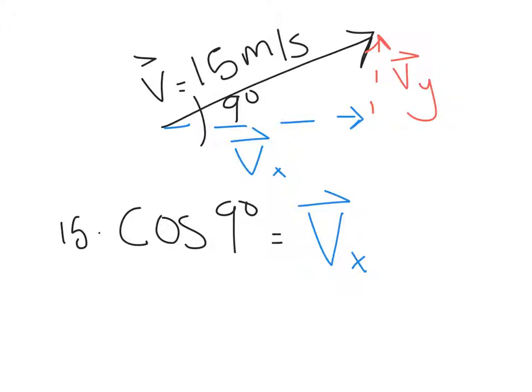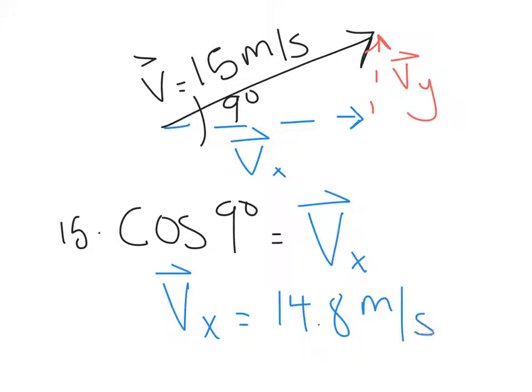Now, when I plug this value in, 15 cosine of 9 degrees, here's what I end up with. I get a value for my velocity in the x direction of 14.8. And my units here, remember, are meters per second. Again, I know the units are something we're not as familiar with, but that's okay. Don't worry too much about the units. We're just going to treat this just like we would any other vector problem.